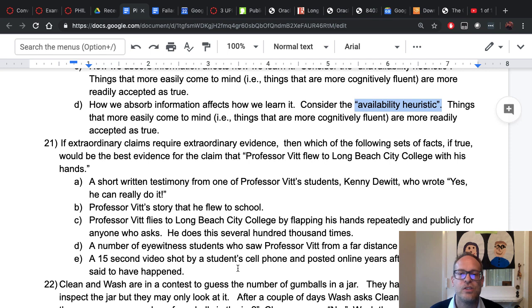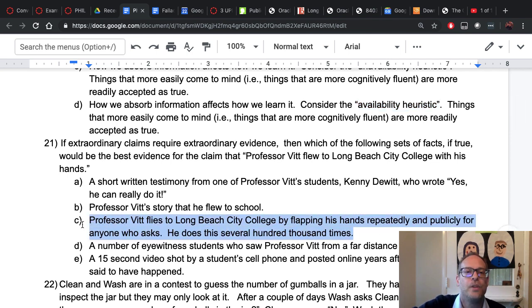D, a number of eyewitness students who saw Professor Vitt from a far distance away. E, a 15-second video shot by a student's cell phone and posted online years after the event was said to have happened. Okay, folks, our best one here is going to be C. Look, testimonies, stories, that's not going to help us. Videos, it's probably better than a story. It's an artifact. We can investigate it. Maybe we can detect it was altered.